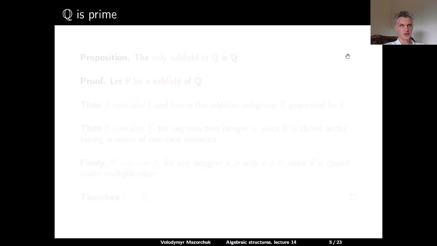Next, so we have already shown that F sub p is a prime field. It doesn't have any subfields except for itself. And the field Q of rational numbers also has this property.